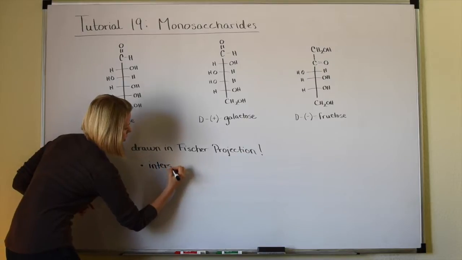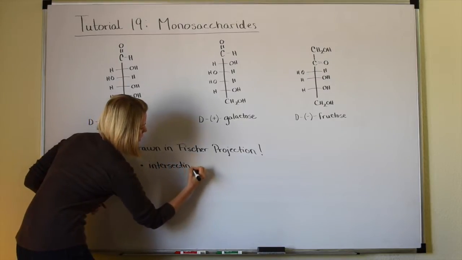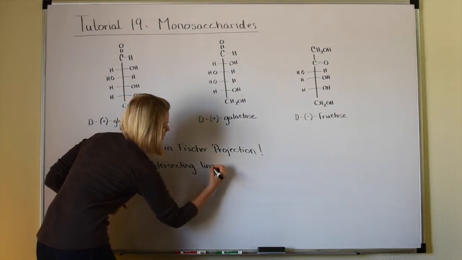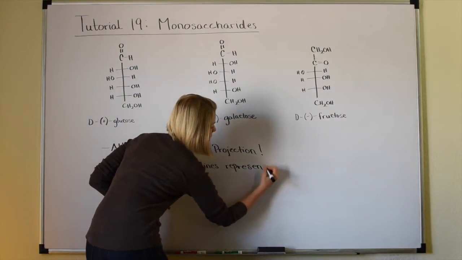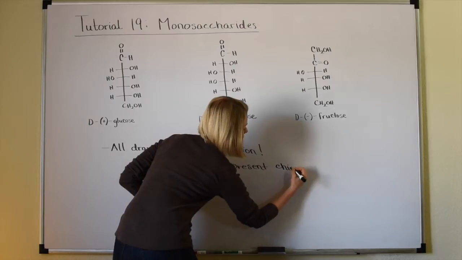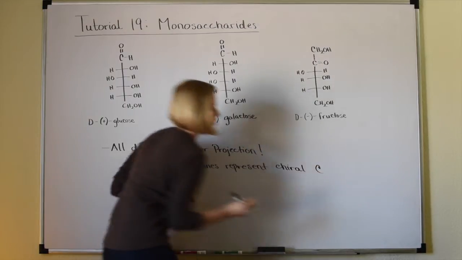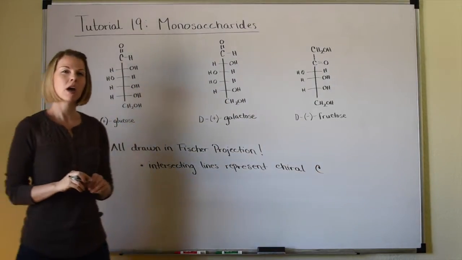So I'm going to write that here. Intersecting lines represent chiral carbons. I'll just write C for carbons.